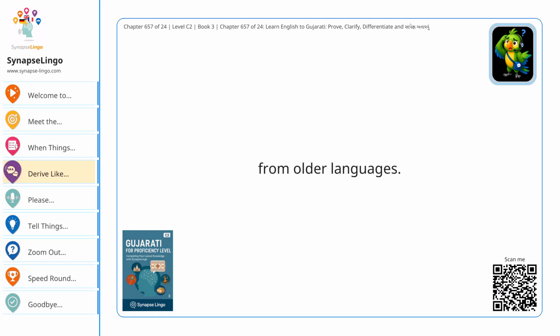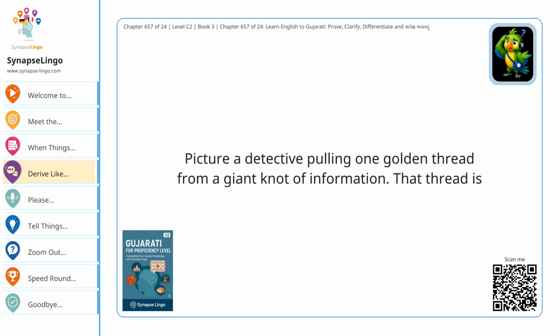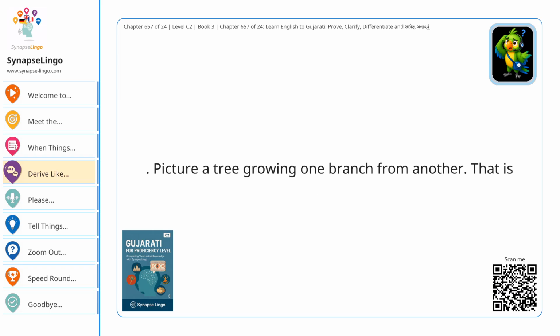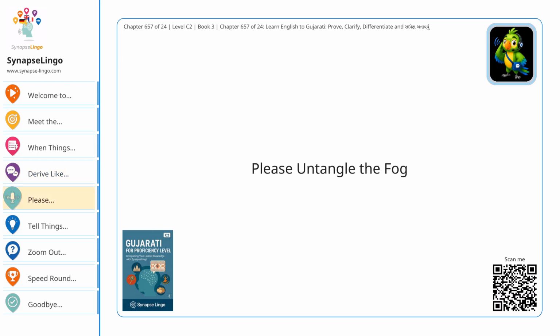Tiny difference. તારવવું feels like drawing out a result from clues, while ઉત્પન્ન કરવું often feels like deriving or producing from a source. Example. We can તારવવું the answer from the pattern. We can ઉત્પન્ન કરવું a rule from the example. Picture a detective pulling one golden thread from a giant knot of information. That thread is તારવવું. Picture a tree growing one branch from another. That is ઉત્પન્ન કરવું.